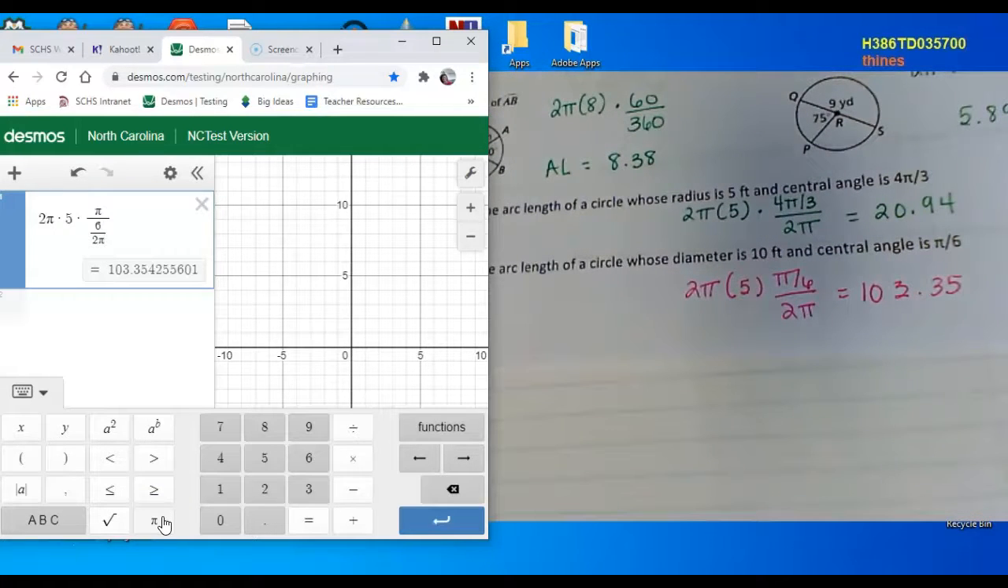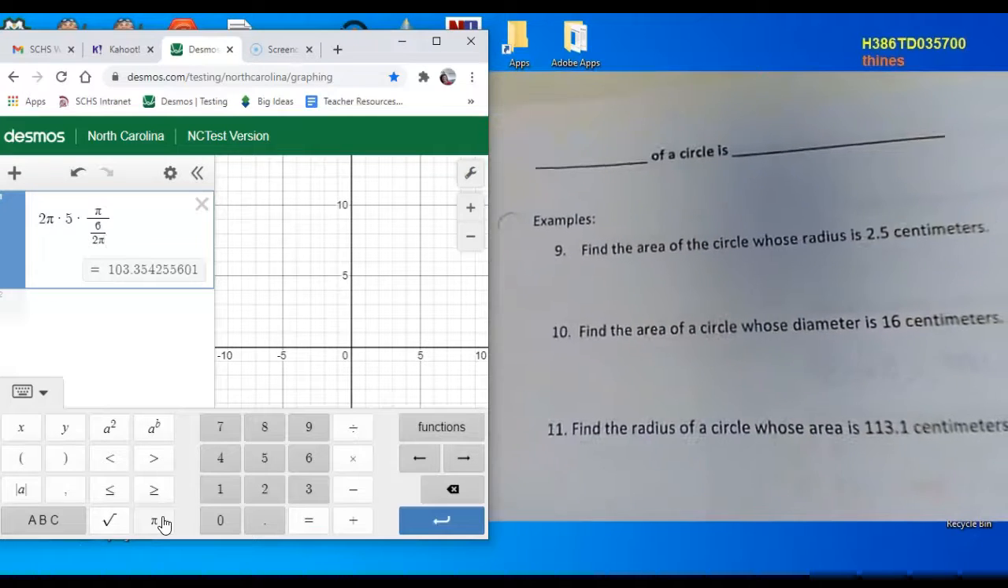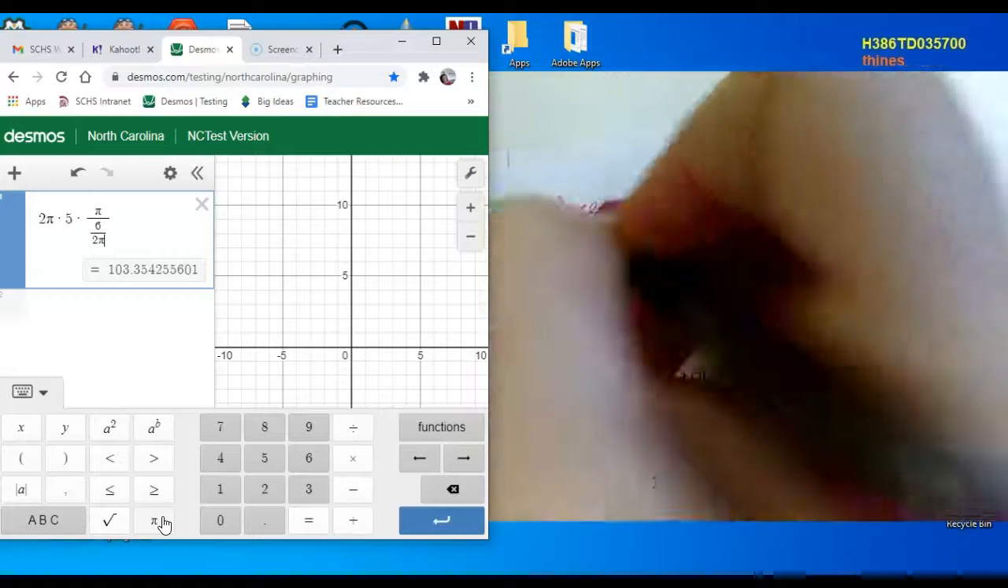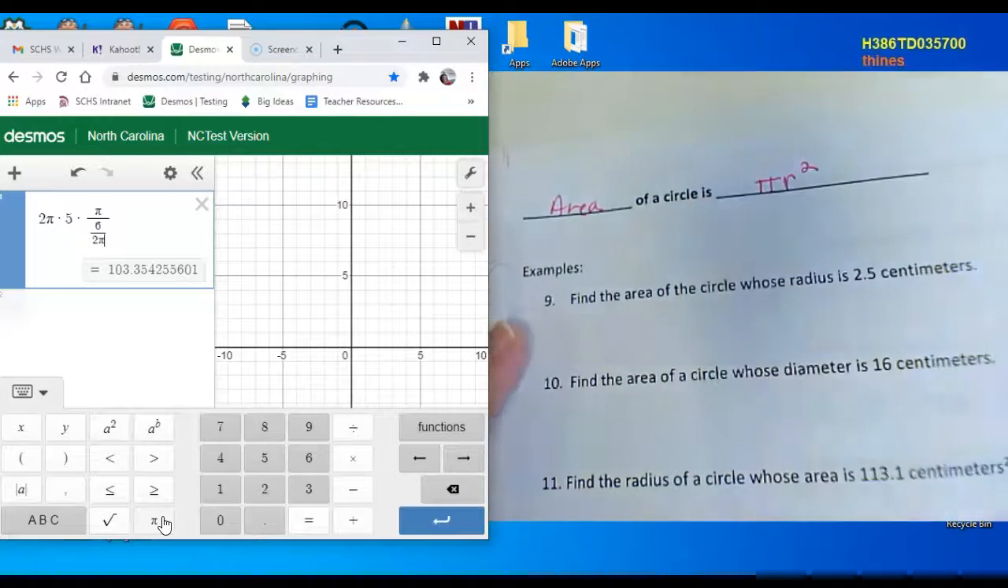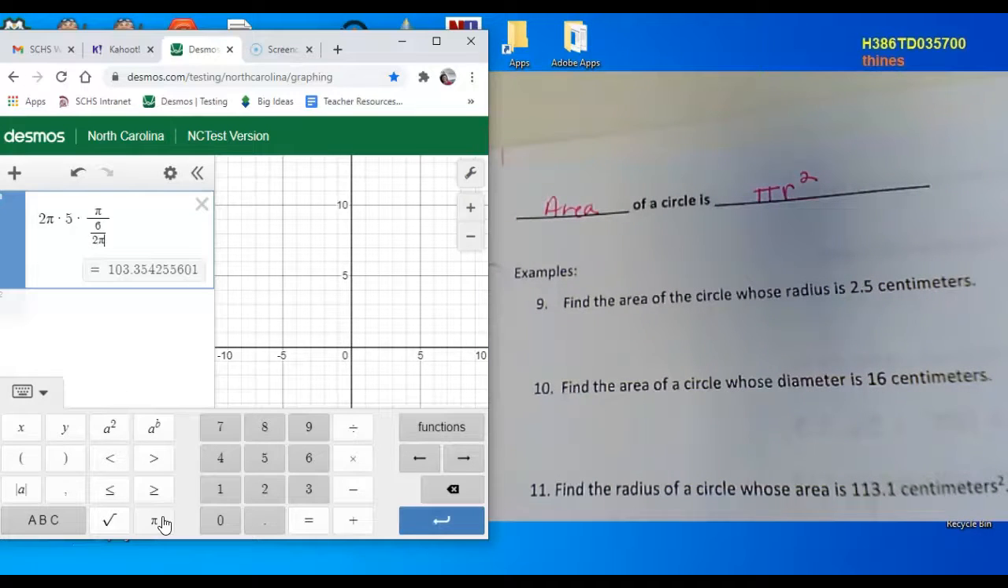Alright, so this whole side of the notes, we were finding circumference, which is like perimeter all the way around, or we found arc length, which is just like a portion of the circle. Okay, the other thing that we have to find is area. Area represents, when you're looking at a circle, inside the circle, how much of the circle is covered. So area of a circle is pi r squared. That's the formula for the area. So arc length and circumference is 2 pi r, but when you're talking about area, you have to use pi r squared.